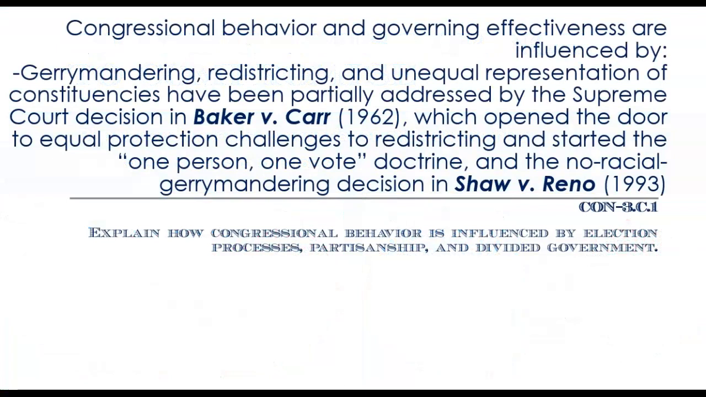All right, the next thing we're going to talk about is congressional behavior and governing effectiveness and how it's influenced by gerrymandering. That's something we're going to talk about, redistricting and unequal representation of constituencies. We're going to talk about two Supreme Court cases briefly, and about how they have had an effect on apportionment and on gerrymandering.